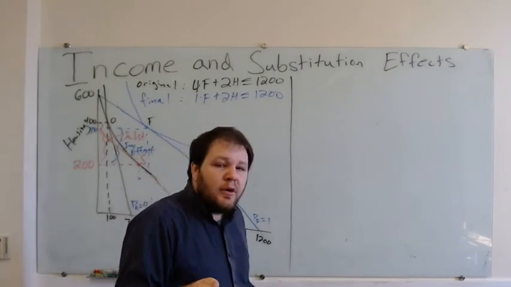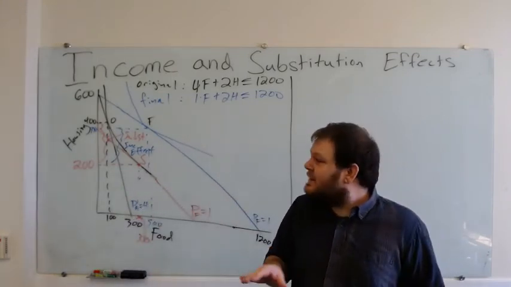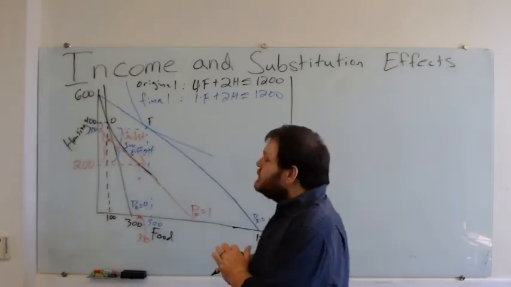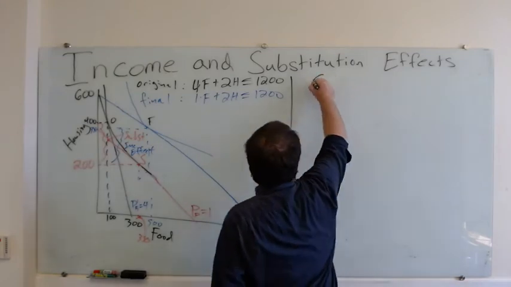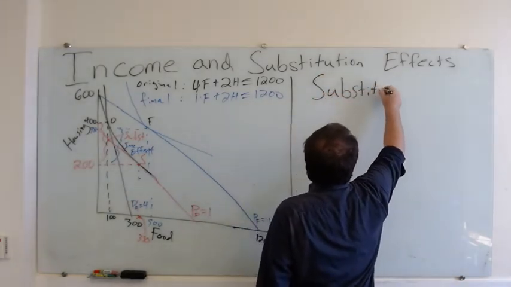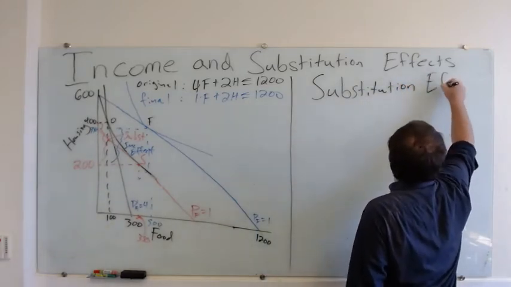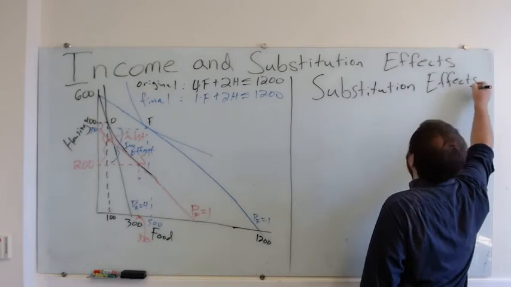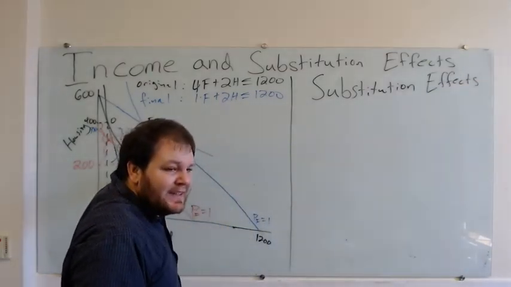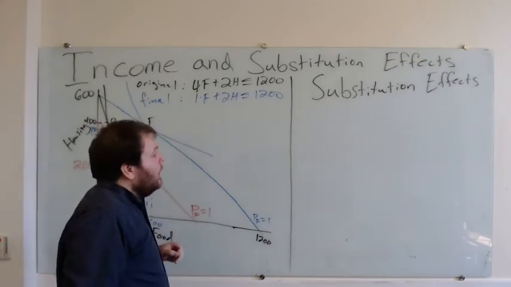Okay, so I want to leave you with a few final words about income and substitution effects that we can glean from this diagram, from this graph. So when we're thinking about substitution effects, we know that point S is always going to be on the same indifference curve as our original point O.